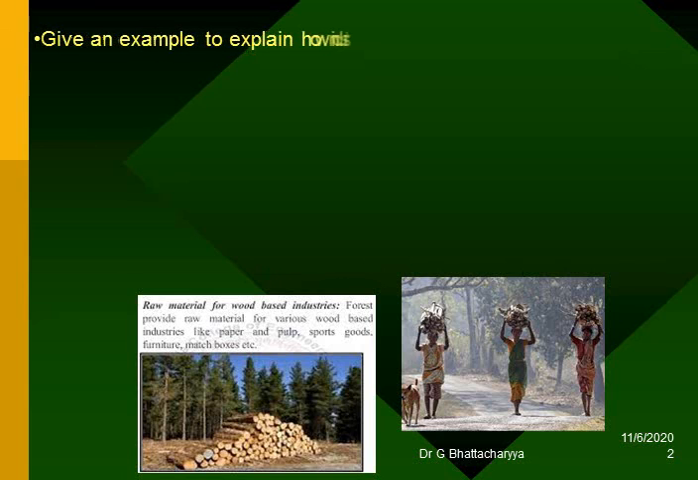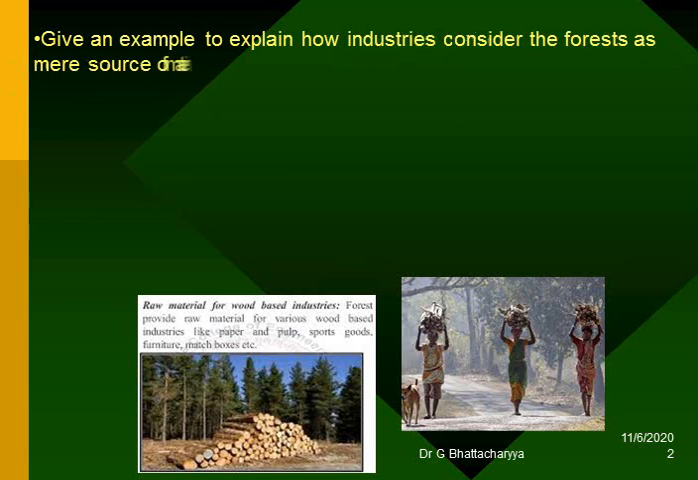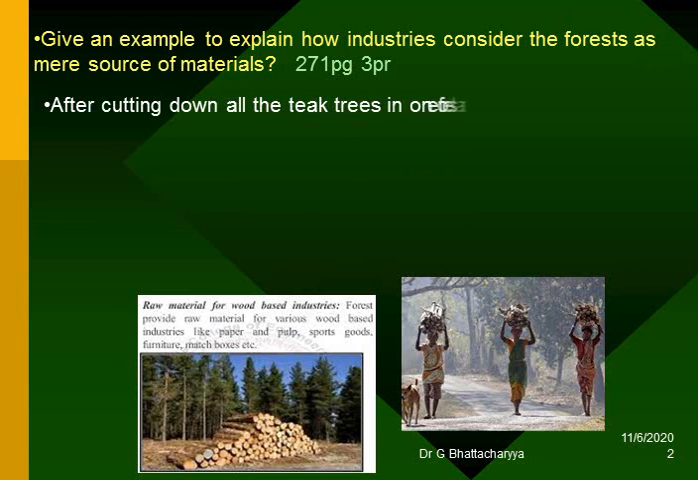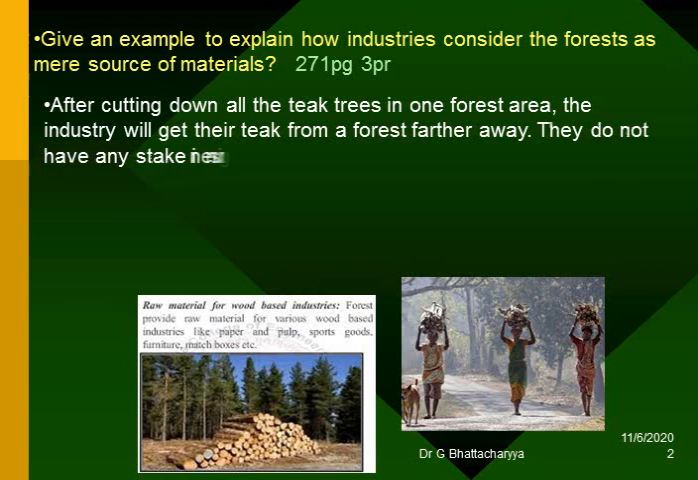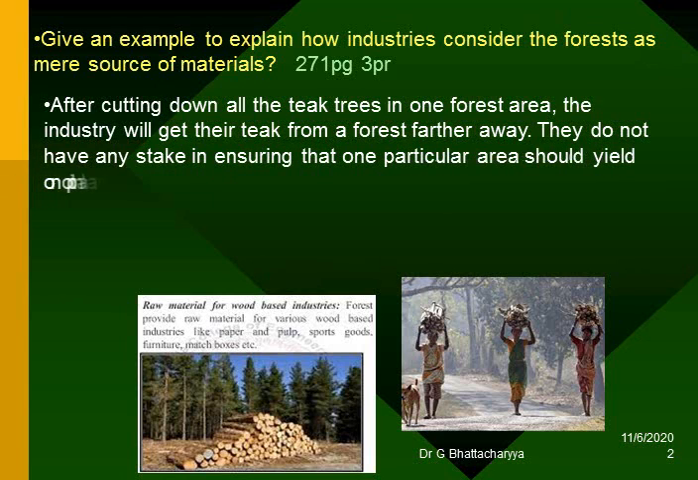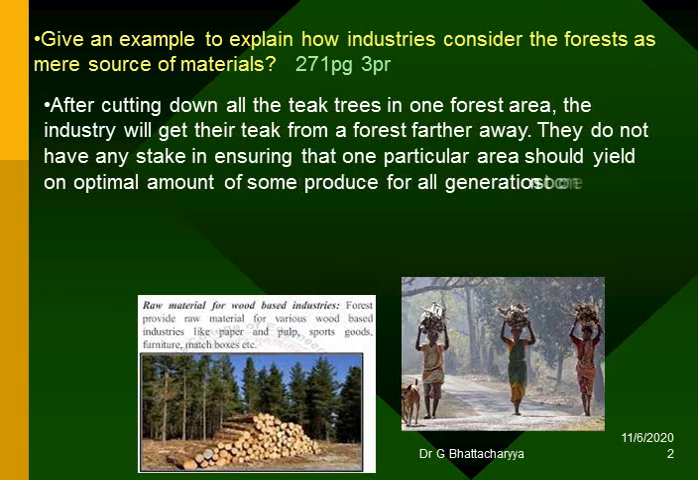Give an example to explain how industries consider the forests as mere source of materials. After cutting down all the teak trees in one forest area, the industry will get their teak from a forest farther away. They do not have any stake in ensuring that one particular area should yield an optimal amount of some produce for all generations to come.